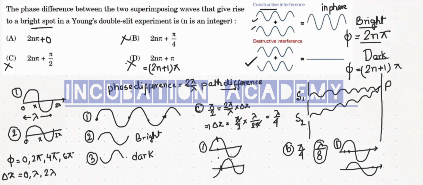So without knowing anything, just from the theoretical discussion of what we already know from the Young double-slit experiment, we can directly say that the answer is 2n pi, because none of these others match. This pi by 4, this pi by 2, this pi, it is a part of the wave. Part of the wave cannot be in phase. So option A, or 2n pi, is the correct answer. Thank you all.